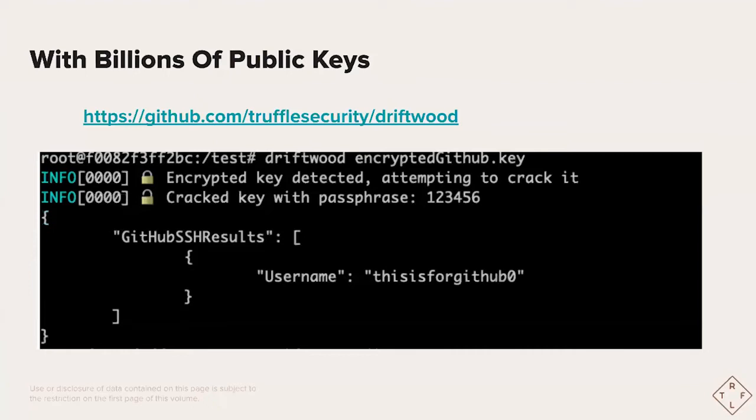It'll decrypt the key if it's encrypted. It'll take that private key and it'll extract out the public component. And then it'll do this index lookup and instantly tell you whether or not it pairs with a GitHub account or it pairs with SSL. So that tool is called Driftwood. It's available on GitHub today. And soon we're going to be natively building that into Trufflehog. So it all kind of pairs together.